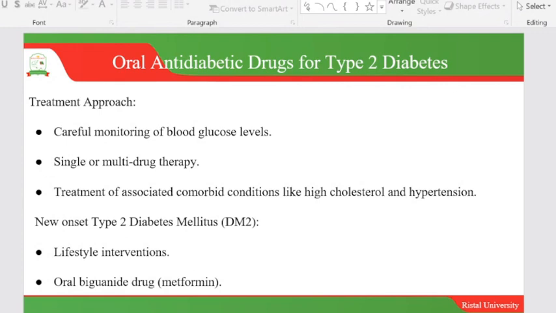The person can be encouraged to change the lifestyle. So this is referred to as lifestyle interventions. Like for instance, someone who was smoking heavily and someone who was taking alcohol can be advised to pull away from that to make sure that he improves his lifestyle. Then the other one is oral biguanide drugs such as metformin, which can also be used in patients who have new onset of diabetes type 2.